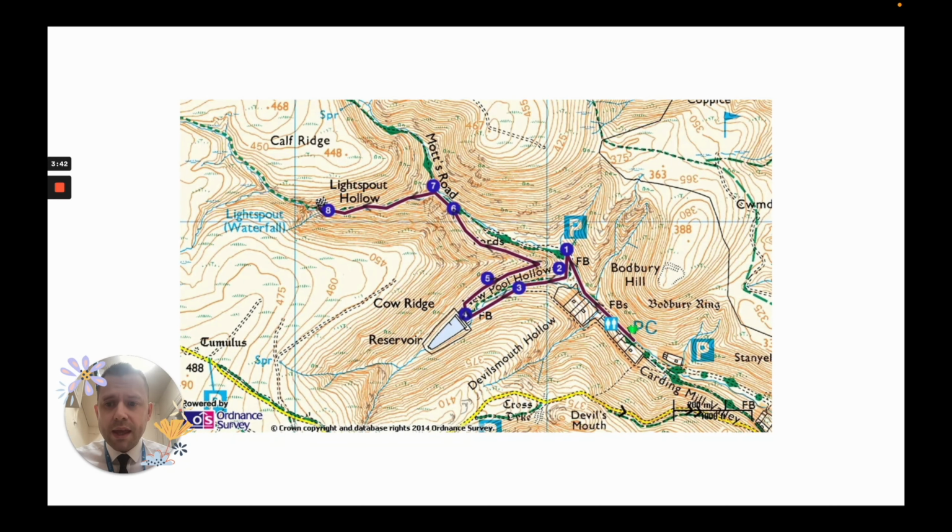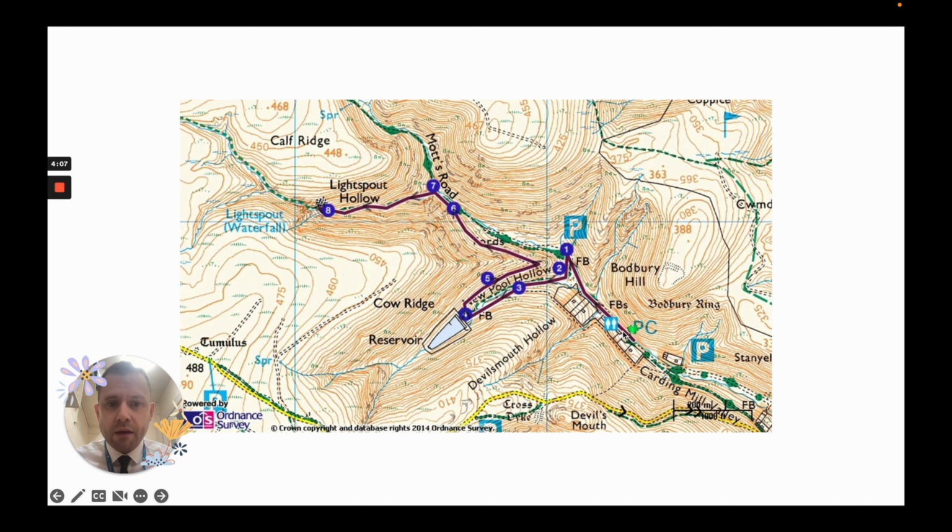Now here we've got an OS map, or an Ordnance Survey map, of Cardy Mill Valley. We generally started our fieldwork here. You can see the symbol for the toilets, and this is where the visitor centre is. You'll also notice that there's lots of orange lines on this map. Orange lines are contour lines, and when they're as close together as they are in this map, it's showing the land is very steep.